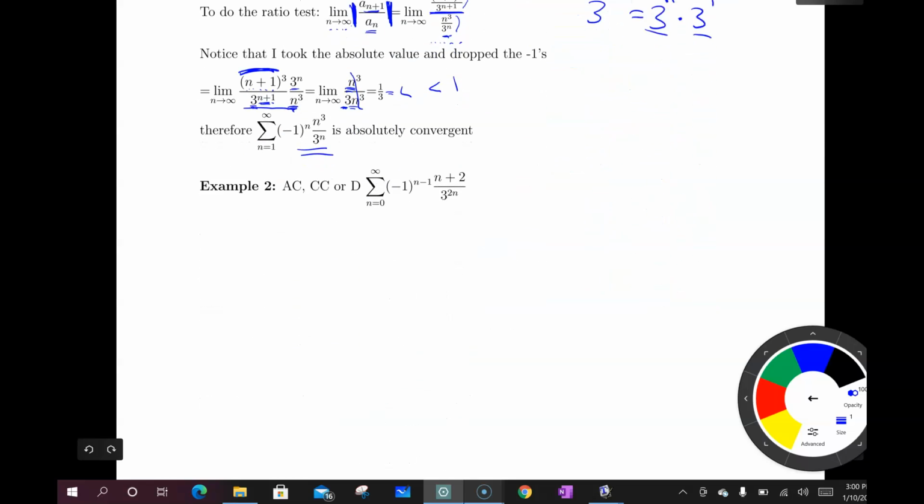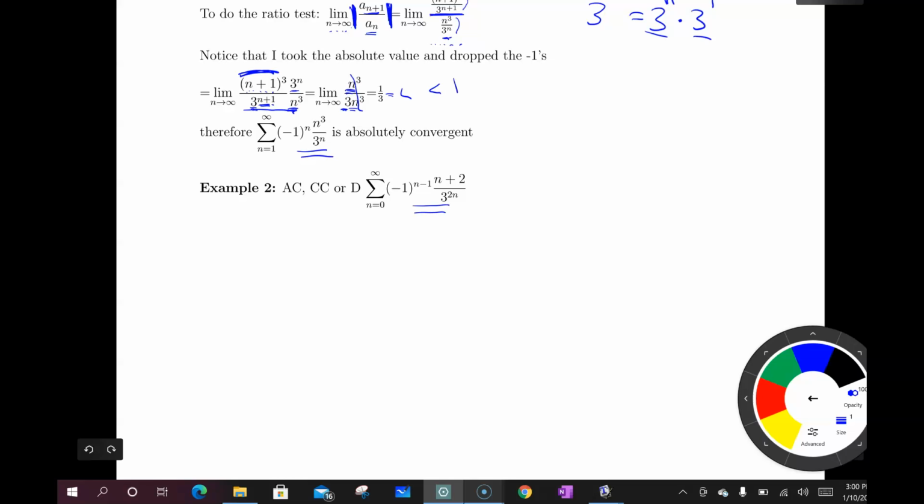Okay, let's do one more. So here it is, AC, CC, or D. All right, so just for practice, I'm going to write out what the A sub n plus 1 term is. You don't need to do this. I'm just going to write it in. So I'm replacing n with n plus 1 everywhere there's an n. So I'll get n plus 1 plus 2 over 3 to the 2, n plus 1 like that, right?